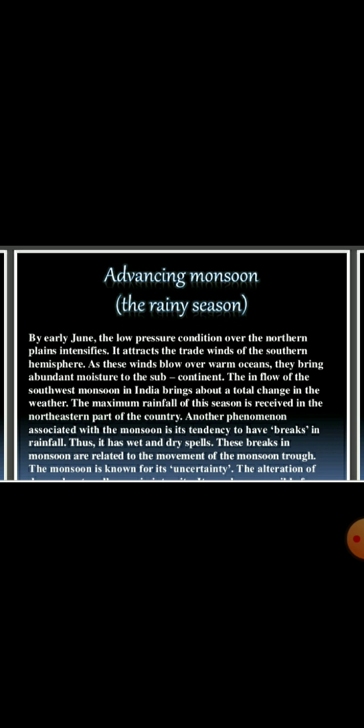The next one, the advancing monsoon, which we know as the rainy season. By early June, the low pressure conditions over the northern plains intensify, meaning they increase a lot. It attracts the trade winds of the southern hemisphere. As these winds blow over the warm ocean, they collect abundant, meaning enough, moisture to bring to the subcontinent.